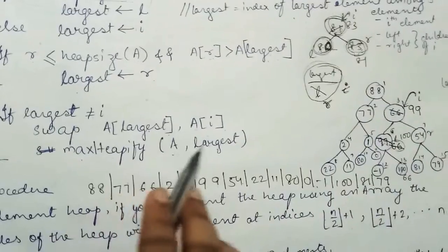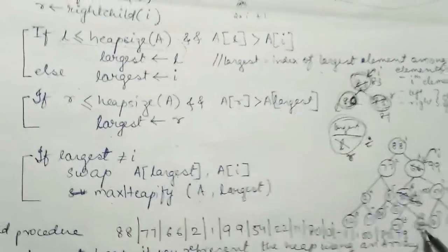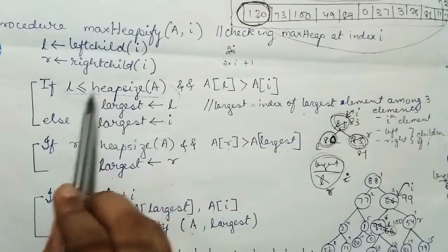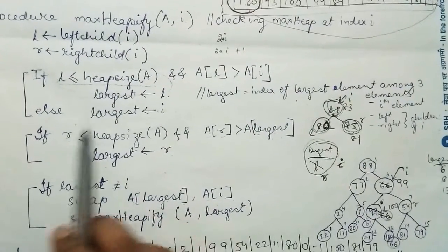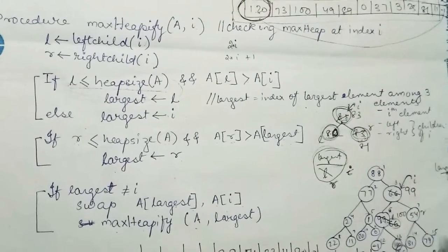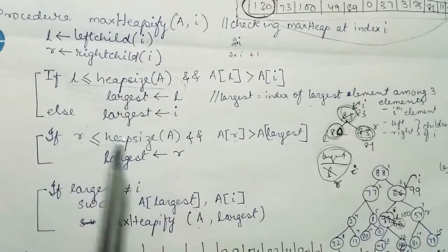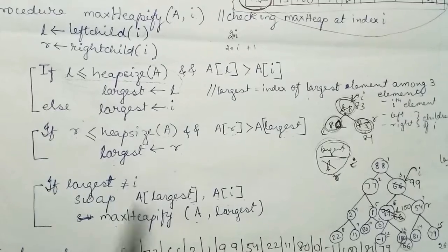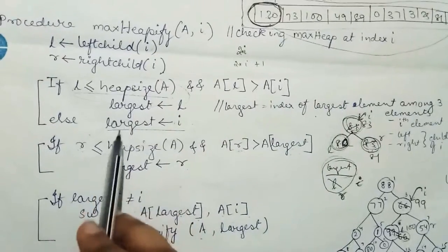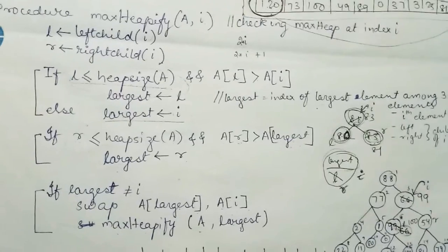Again, maxHeapify A of largest, and we go. So this 13 is now my index I. Left child, right child. This condition won't be satisfied because its left child and right child will be around 26 and 27, which is not less than or equal to 15. Therefore, these conditions are not satisfied. This condition is also not satisfied because largest is equal to I. Since the else part is executed, largest is equal to I. This part won't be executed and it comes to an end.